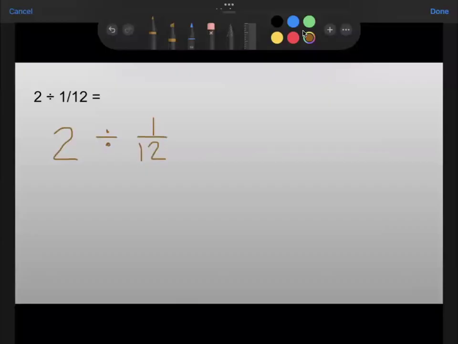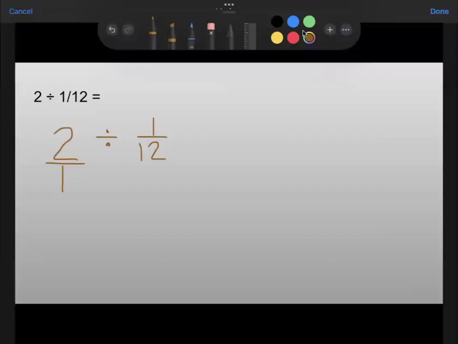The first thing we want to do here is that when we're dividing fractions, we want to be dividing two fractions, nothing else. So I'm going to turn that whole number 2 into a fraction by putting it over 1. That is the quickest way to make a whole number into a fraction. So I'm going to be taking 2 over 1 divided by 1/12.